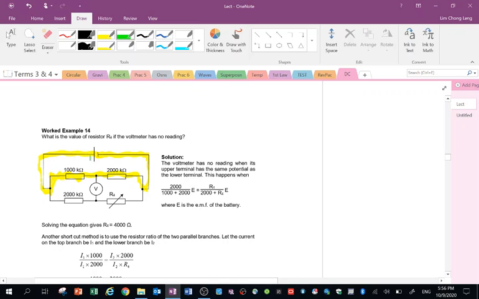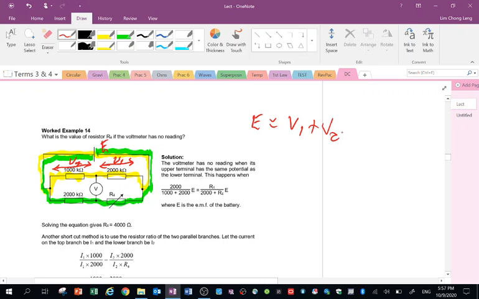They share the same battery and then go through the second branch, so there are two branches. As in all potential divider questions, the PD is added up. For example, if I call this V1 and this V2, then the EMF E is equal to V1 plus V2.